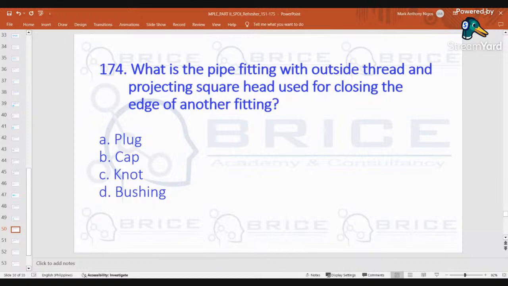174. What is the pipe fitting with outside thread and projecting square head used for closing the end of another fitting? A. Plug. B. Cap. C. Nut. D. Bushing. The answer is B. Cap.